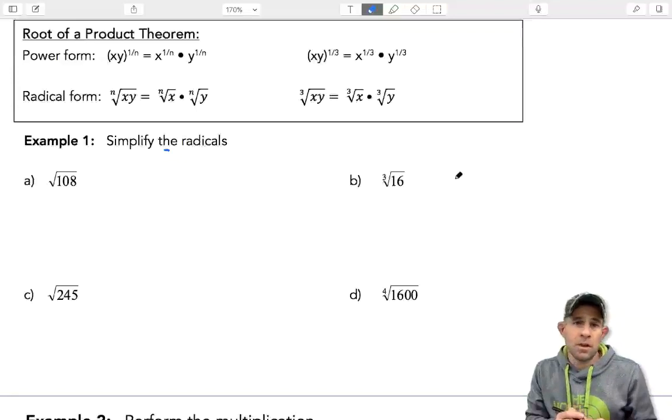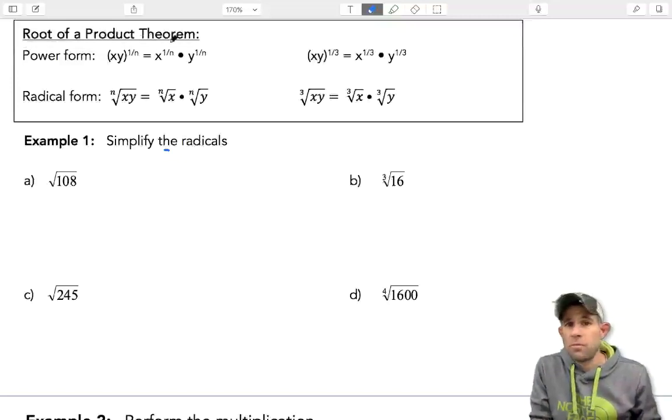In the previous lesson, we took a look at writing the radical notation for an nth root. Today we're going to take a look at multiplying radicals. This is called the root of a product theorem.